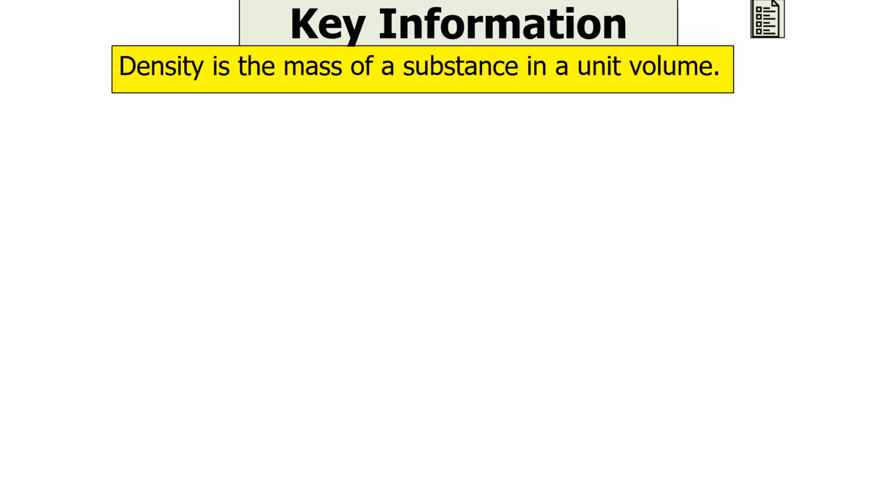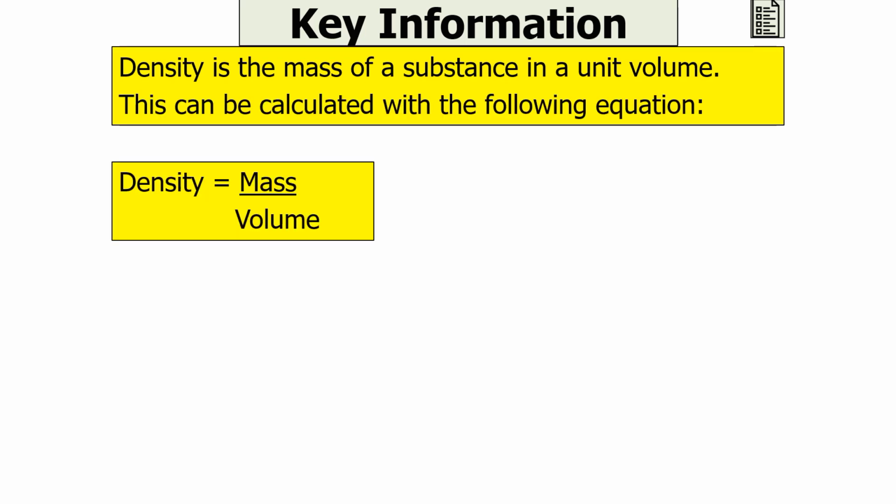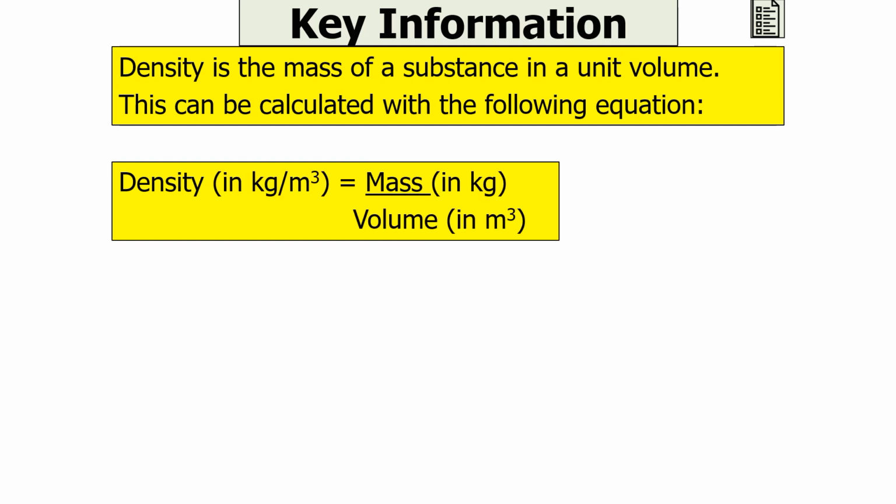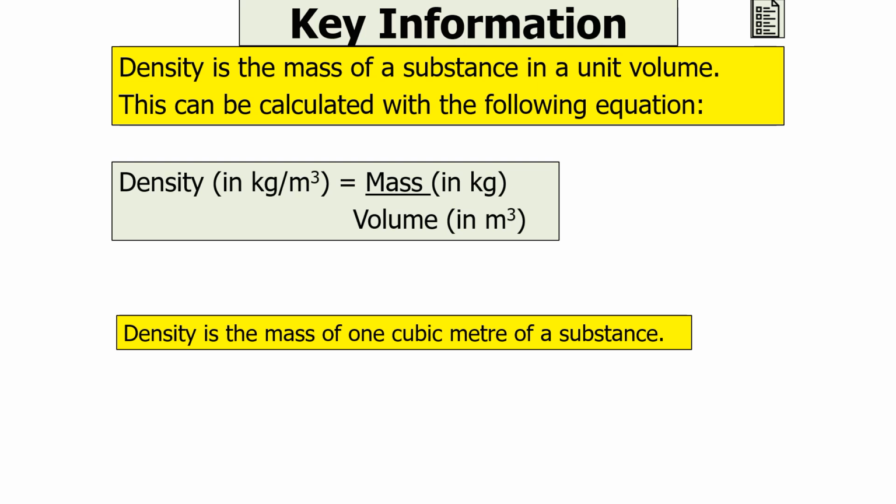Therefore, we can calculate density with the following equation. Density is equal to mass divided by volume. Now, if we wanted to use our standard units, we would say that density is measured in kilograms per meter cubed, with the mass in kilograms and the volume in meters cubed. So you could also think of density as the mass of 1 cubic meter of a substance.